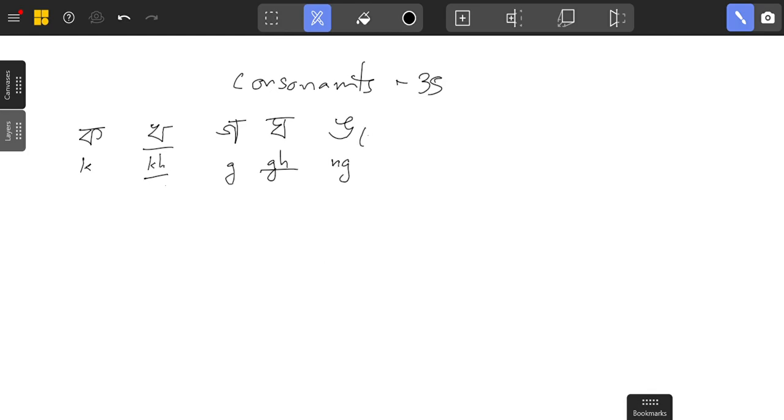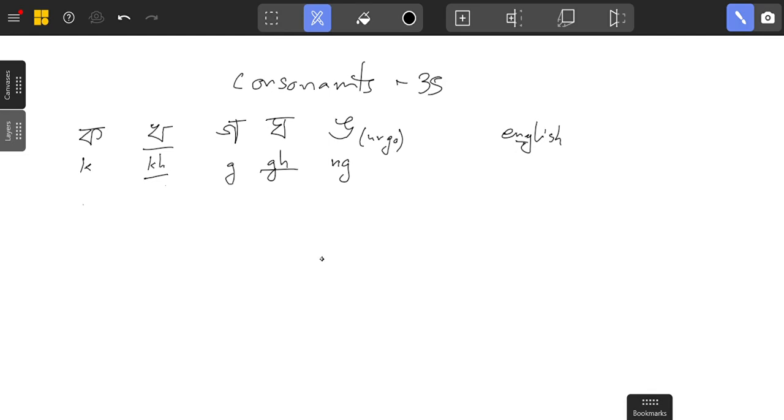Some people pronounce it as unga. It makes the ng sound. Ng is like when you pronounce the word English, the ng sound. So that's the ng sound. Unga or nga. Ka, kha, ga, gha, nga.